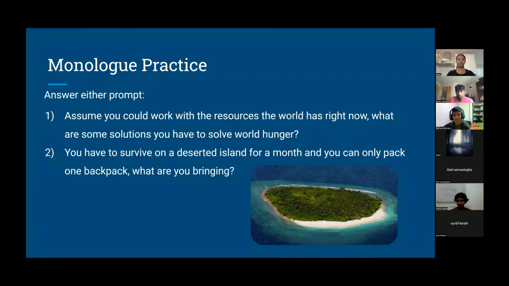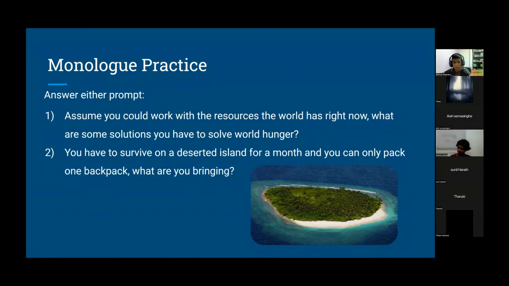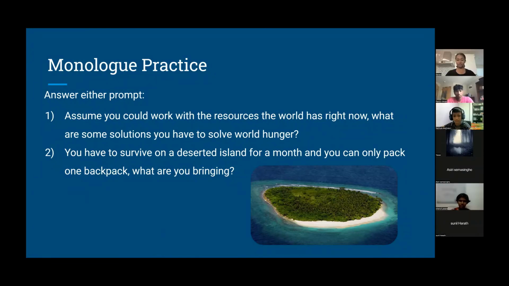You have to survive on a deserted island for a month and you can only pack one backpack. What are you bringing? Can I base my structure on the island, or should I just describe what I'm going to be packing in the bag? You can describe what you're going to pack in the bag, and then give us a reasoning behind it.